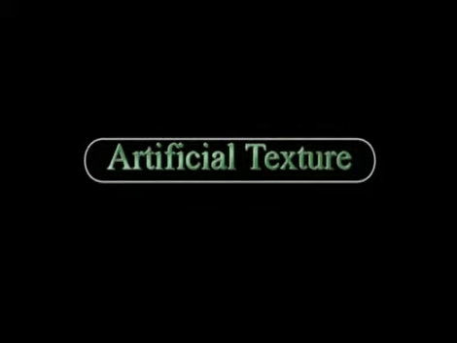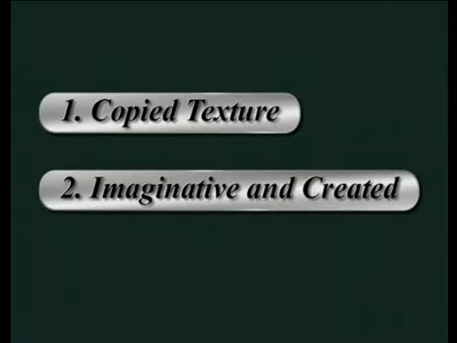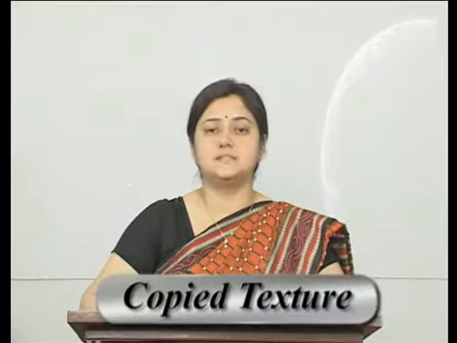Artificial texture. When we cover a textural surface with another texture, that is called artificial texture. It can be of two types: copied texture, and imaginative and created. Copied texture. In this, when we draw a texture on the basis of a model, that is called copied texture.